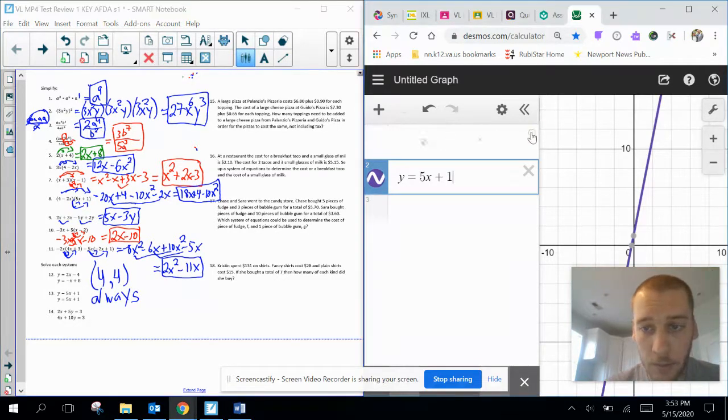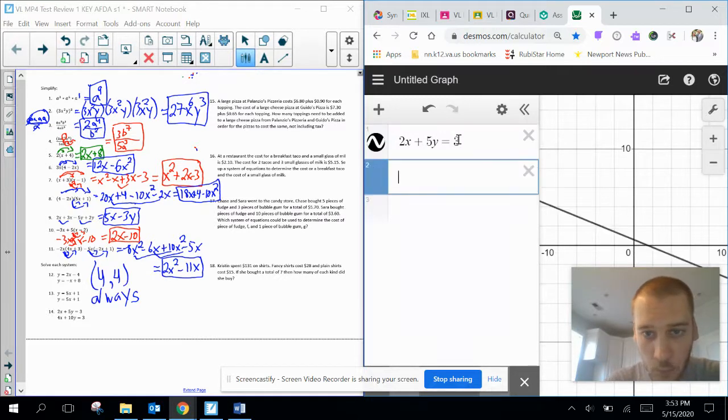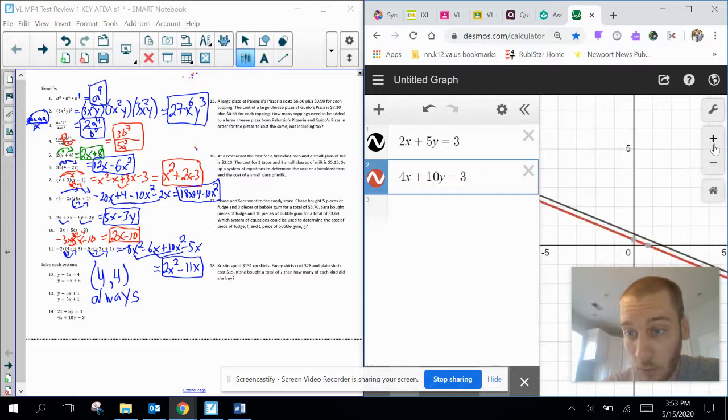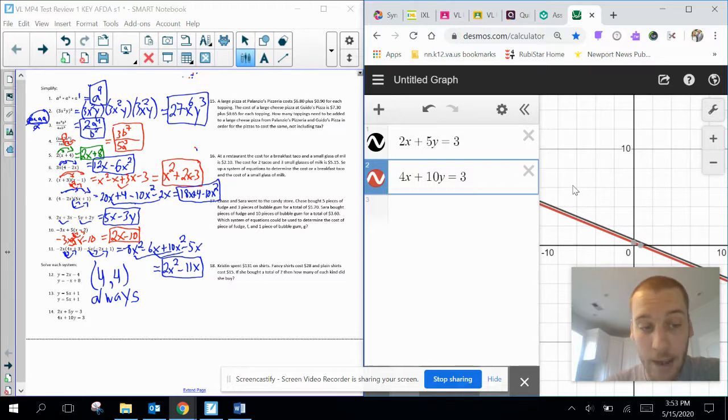And the last one, it doesn't really matter in Desmos what form it is in. You can just type it in exactly as it is. That's the best part. 2x plus 5y equals 3. That's one line. And 4x plus 10y equals 3. That's the other line. And if we look at these, you may need to zoom in a little bit, but we notice that they are parallel. These things are never going to touch. If you zoom out, don't zoom out too far or it looks like they do, but these are parallel. They will never touch each other.